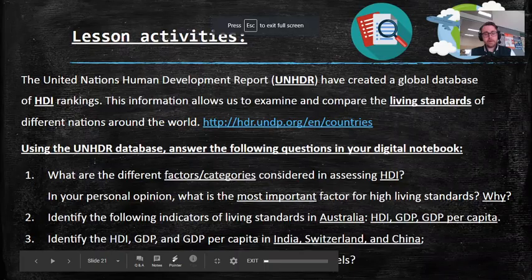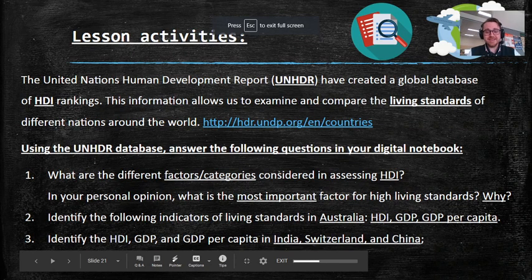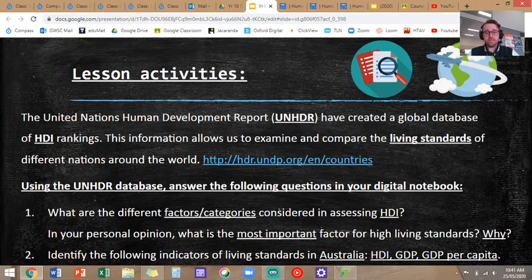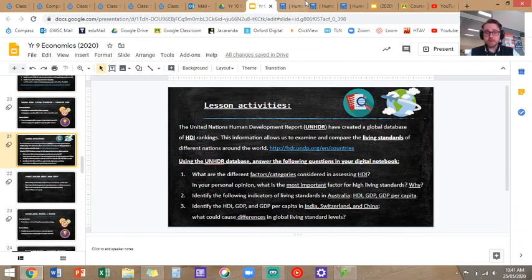So what are the different factors and categories, I've just shown you, considered in assessing HDI? This is what I want from this question though. In your personal opinion, what is the most important factor for high living standards and why? In your personal opinion, no wrong answers in humanities most of the time. What is the most important factor for high living standards? Different people will have different ideas about this question.